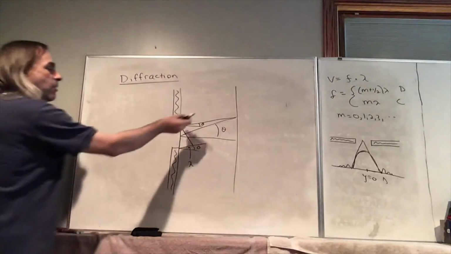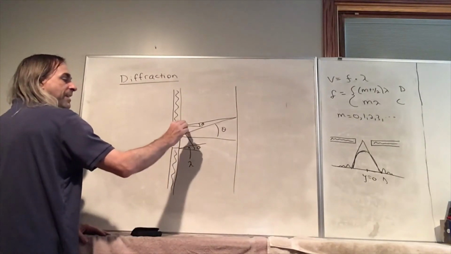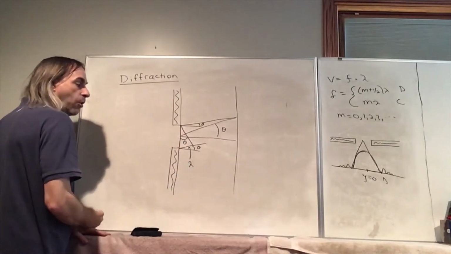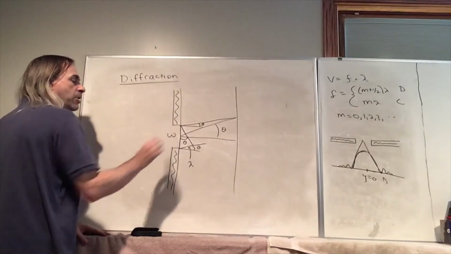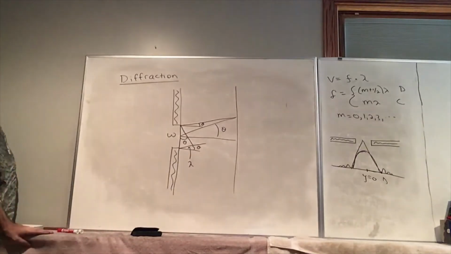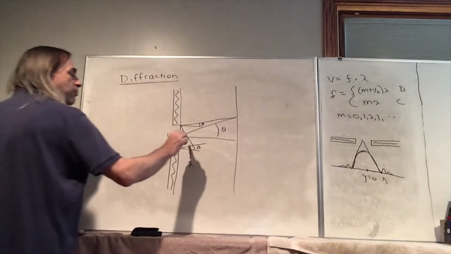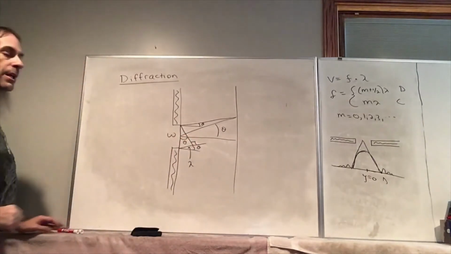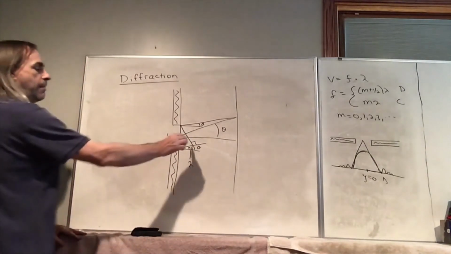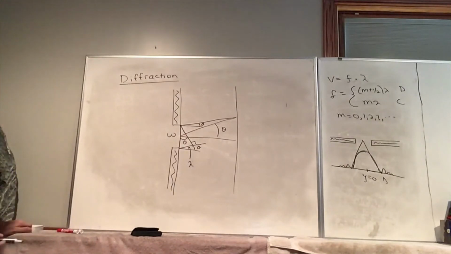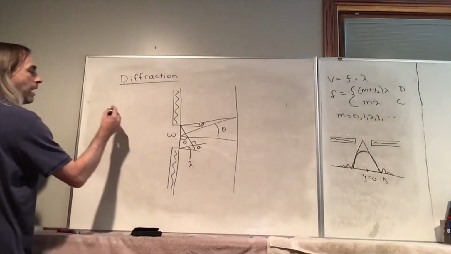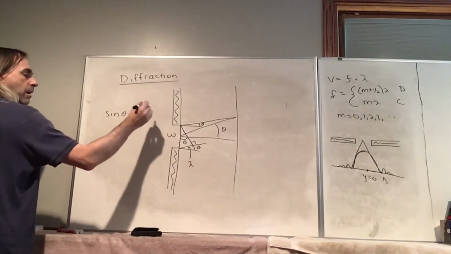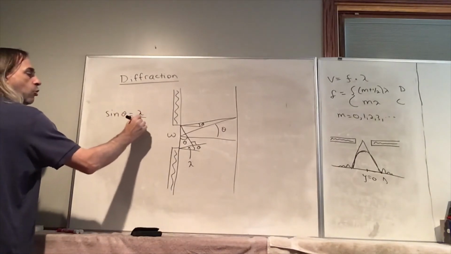And so if this angle's theta, this angle is going to be 90 minus theta, which makes that angle theta. Remember we said W is the width of the opening. And so we have this right triangle here. That's a right angle. I don't want to draw it inside because that clutters it up, so putting it on the other side is just as good. And so we can see from this triangle that sine of theta is lambda over W.